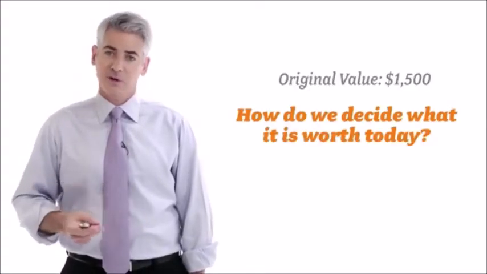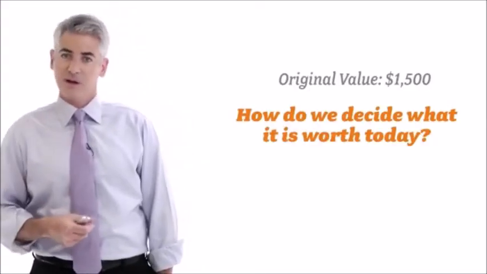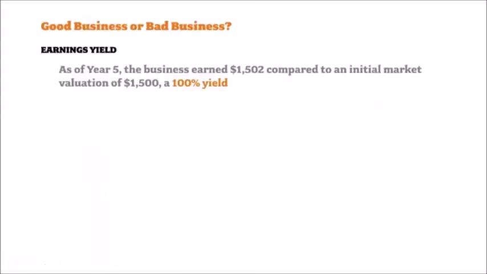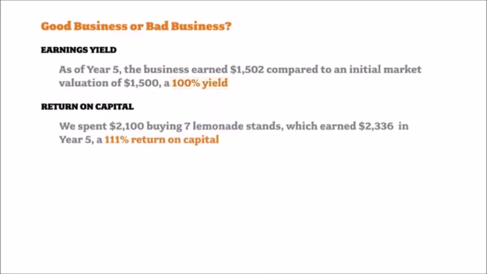Now, this is a business that we valued at $1,500 when we started. Someone put up $500 for a third of the company. We give it a $1,500 value, but at the end of year 5, it's earning over $1,500 in earnings. So that's over 100% return on the money that we put into the company. That's actually quite a high number.